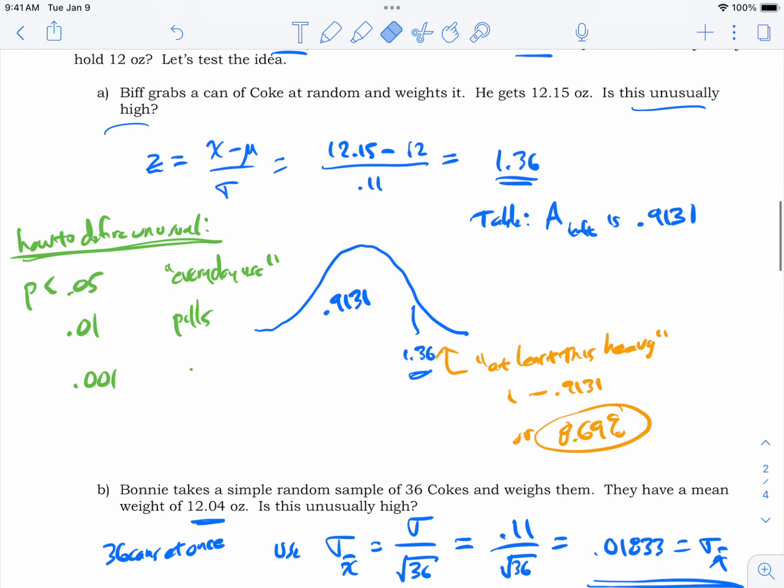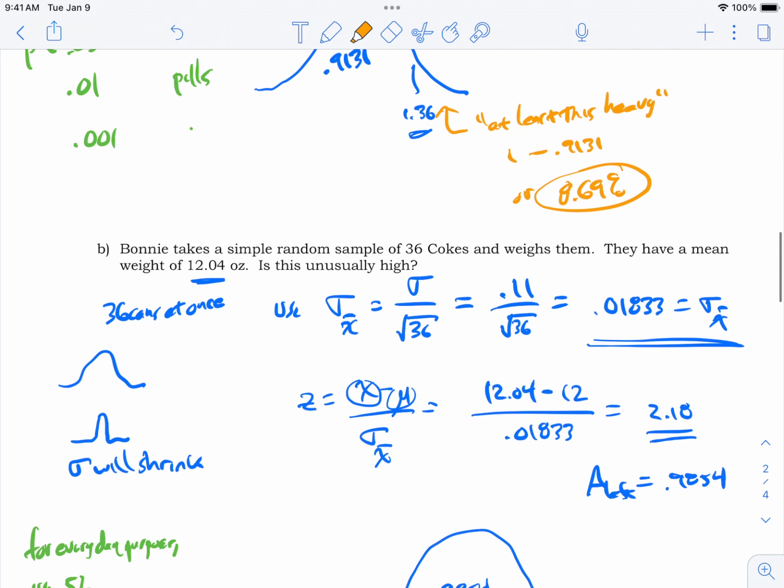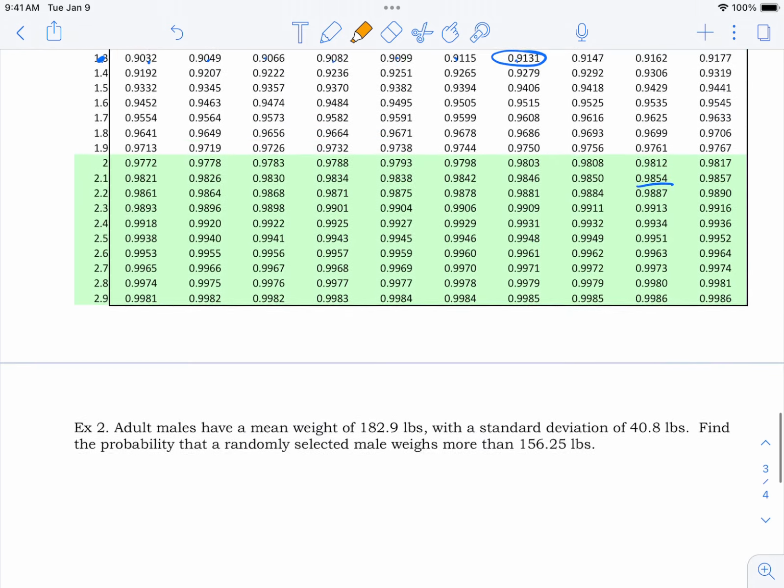So you look back at this and you say, okay, when we have a can of Coke, individuals, do the z-score in the usual way. When you have a group of Cokes, 36 Cokes, you do the z-score, that part's all the same. The difference is right there. You're going to change the sigma that you use. You're going to use sigma over square root of n. That's the big deal.